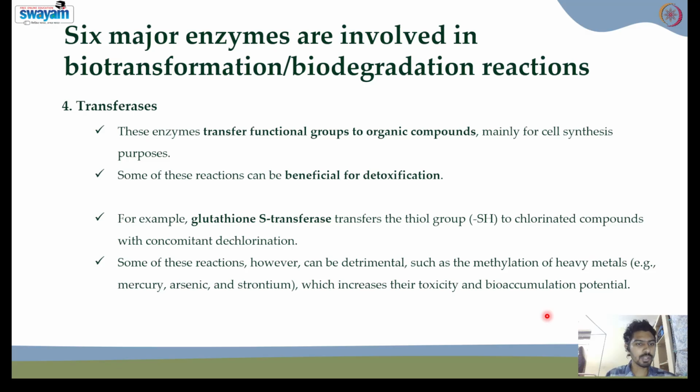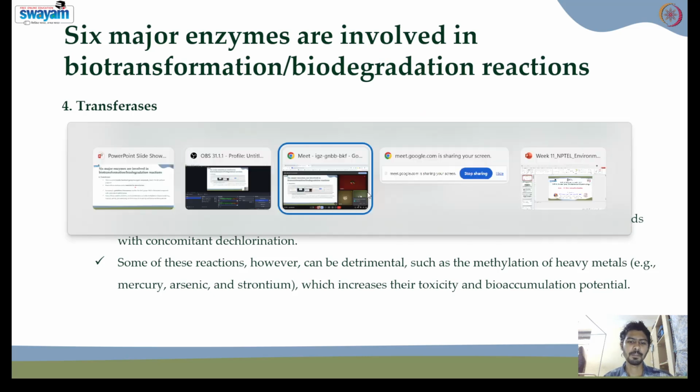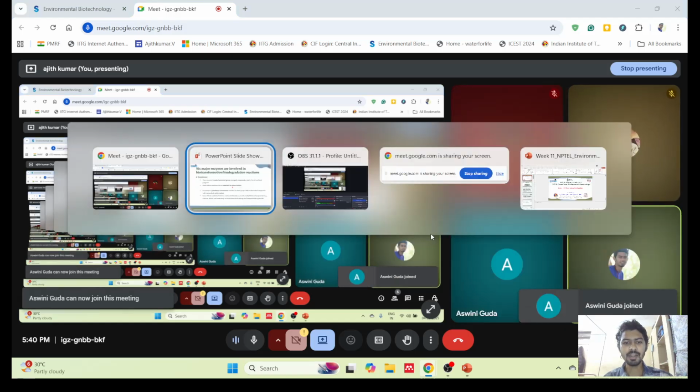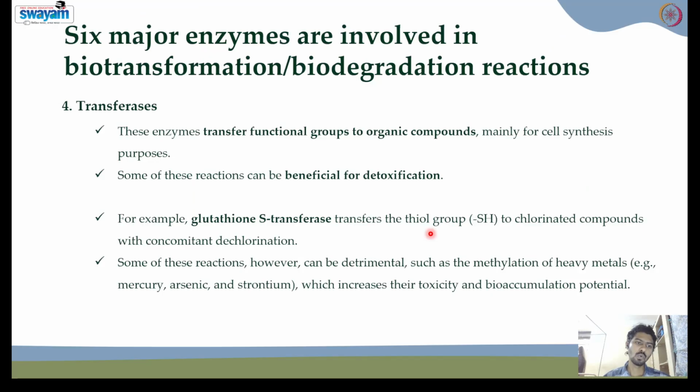So this is the fourth class of enzyme, where transferase helps in transferring some of the important functional groups to the organic compound, like SH, thiol groups or hydroxyl groups. So this is the fourth class of enzyme, which is transferase.